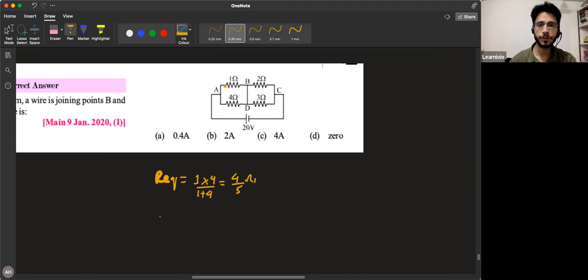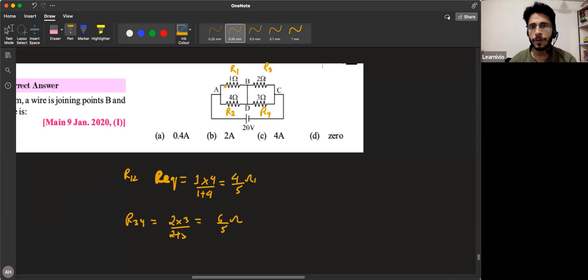Similarly, you have 2 and 3. I call this resistance R1, this R2, this R3, this R4. R1 and R2 are in parallel, so I get 4 by 5. R3 and R4 are in parallel also, so I get 2 into 3 by 2 plus 3. So it's 6 by 5.